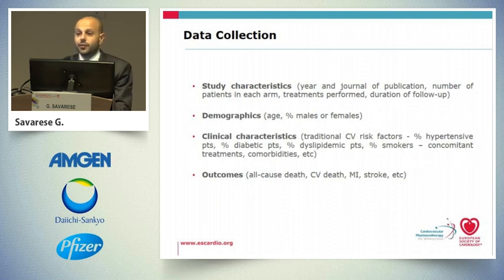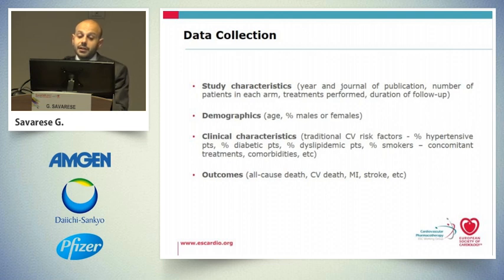What do we extract from a study when we decide to include it in a meta-analysis or in a systematic review? First of all, the study characteristics, meaning the year and the journal of publication, the number of patients in each arm, the treatment performed, and the duration of follow-up. It's also important to extract demographic characteristics like age and gender, the percentage of males and females. This is really important because these variables could be confounders. So if we collect them, we can try to adjust the analysis.